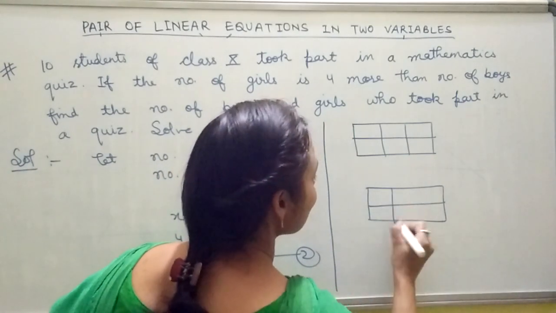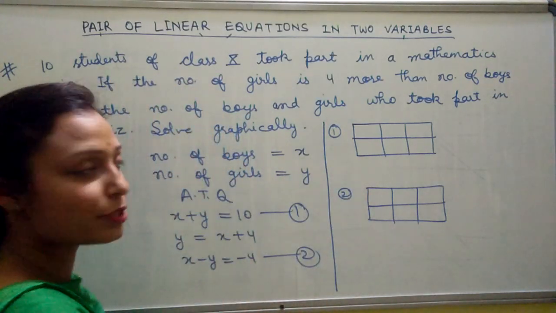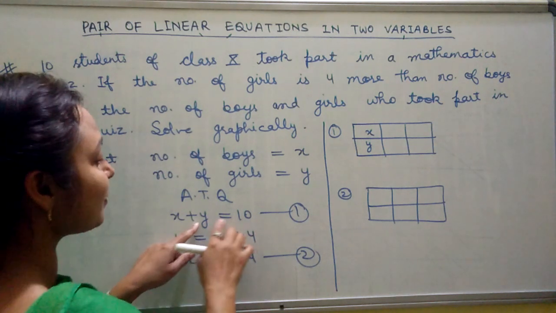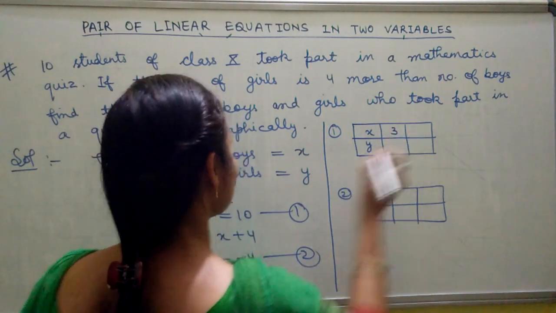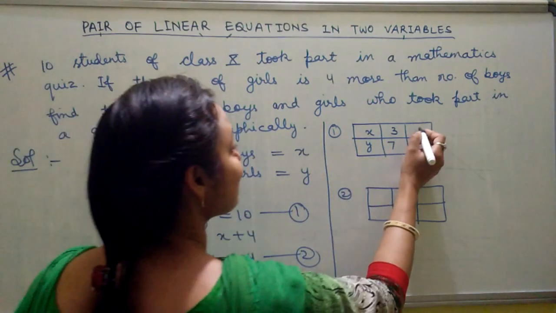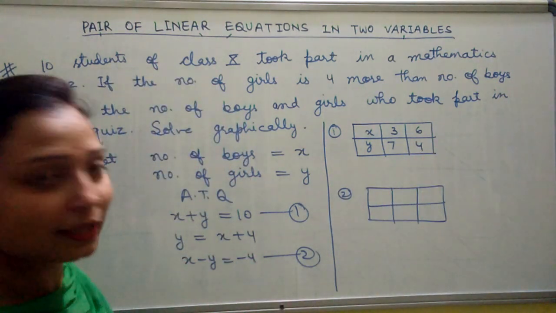Okay, so we need only 2 points to make a graph. This is for equation 1, this is for equation 2. First is the x variable, second is y. When you put x equals 3, y equals 7. When you put x equals 6, y equals 4, right?